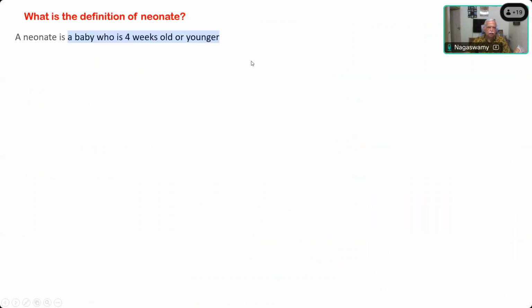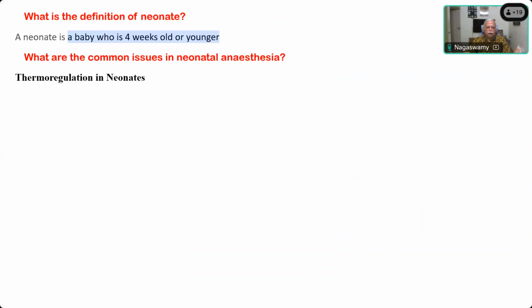And coming to the neonate, I thought I will have to give you a little bit of knowledge on that to write. The definition of a neonate is any child who is up to 4 weeks old after birth, or 44 weeks of postconceptional age. That is the definition of a neonate. What are the common issues in neonatal anesthesia?